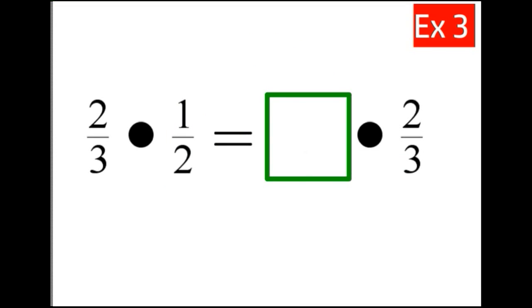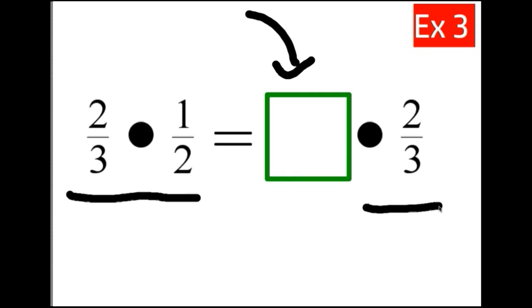Let's take a look at an example involving fractions. Here we have 2/3 times 1/2 is equal to what number times 2/3? So you might be wondering, does the commutative property of multiplication work for fractions? And if it doesn't, you probably know the answer, but let's just go ahead and take a look at why it actually works.